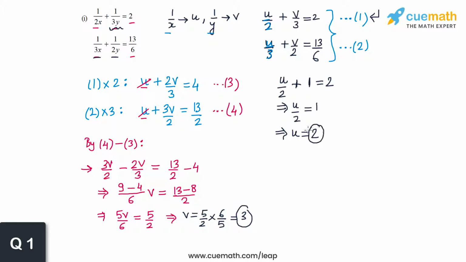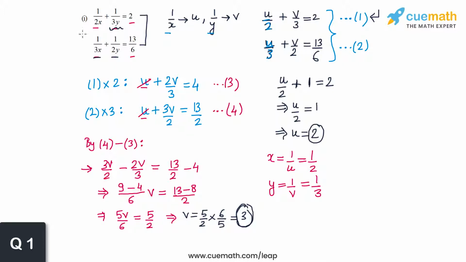So u is equal to 2 and v is equal to 3, but our original pair of equations is in the variables x and y. So we have to find x and y from u and v. So x is equal to 1/u, and hence x is equal to 1/2, and y is equal to 1/v, and hence y is equal to 1/3.